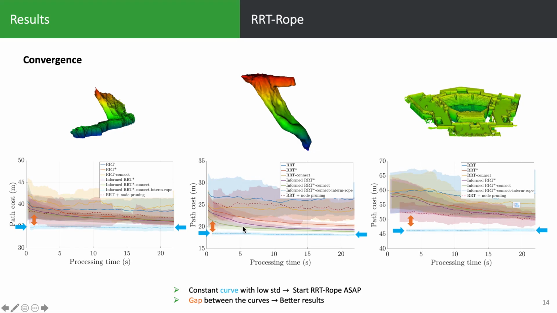Our method was performed on a path from the green curve at a random time. We observe a constant blue curve with a low standard deviation, which confirms that there is no correlation between the input and the output path quality in those environments. Finally, the gap between the curves indicates that our algorithm yields better results.